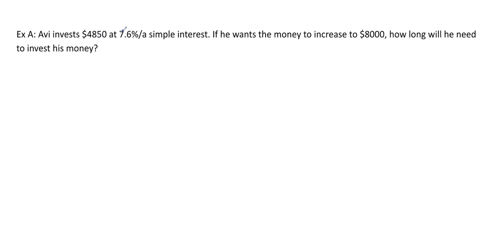Avi invests $4,850 at 7.6% per annum. This means per annum, so it's per year. Per annum. Per year. Okay. Simple interest. If he wants the money to increase to $8,000, how long will he need to invest his money?